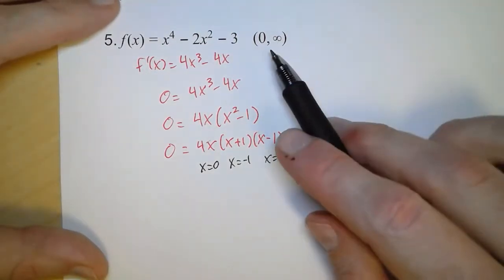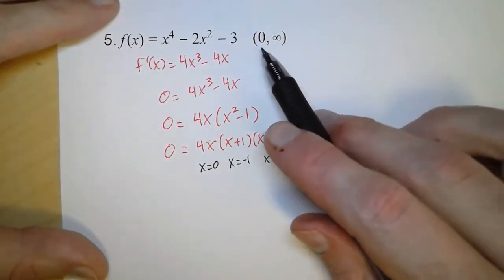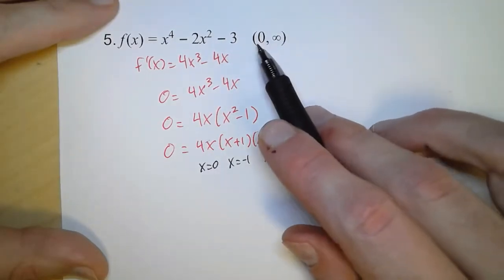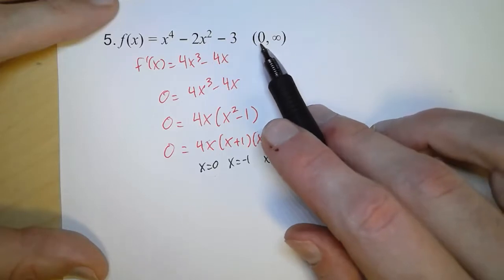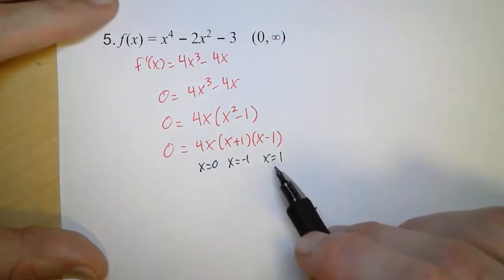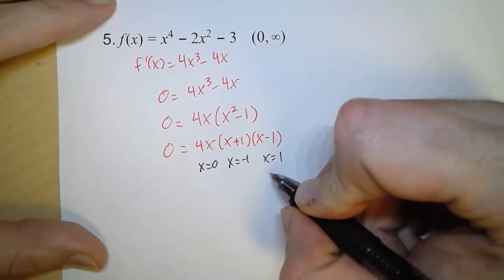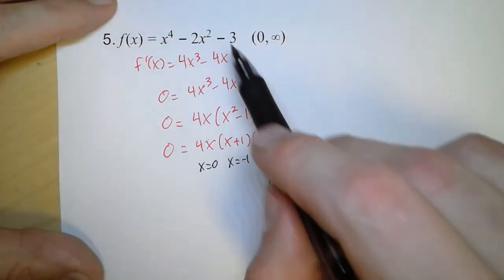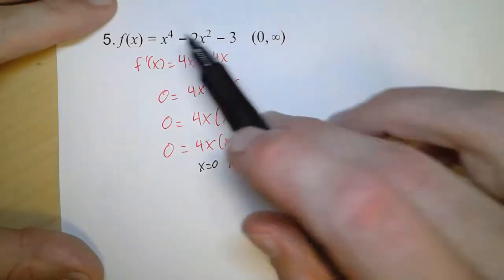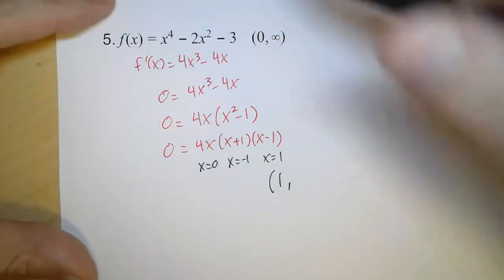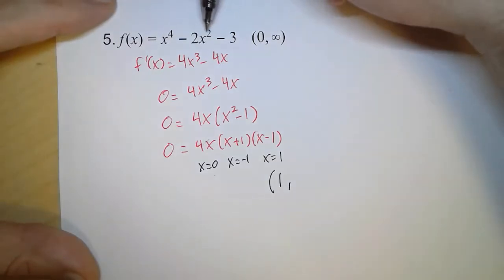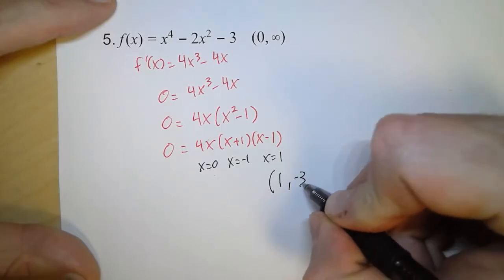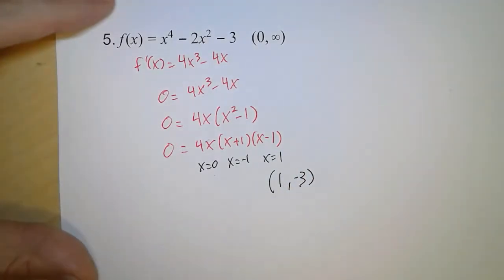But again, looking at the interval, negative 1 is not between 0 and infinity. 0 is not on the interval because there's no bracket here. If there were a bracket here, that would say that we were including 0. So 1 is the only value that we're including here on this interval. And so if we plug in 1 for x, that'll give us our y value. So we have 1 minus 2 minus 3. So that's going to be negative 3. So that's our only extreme value.